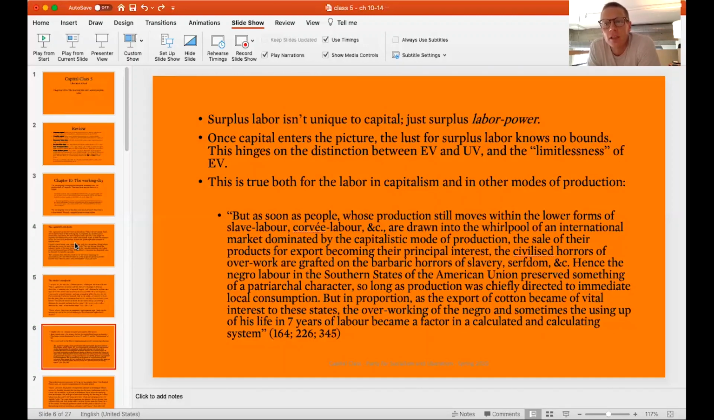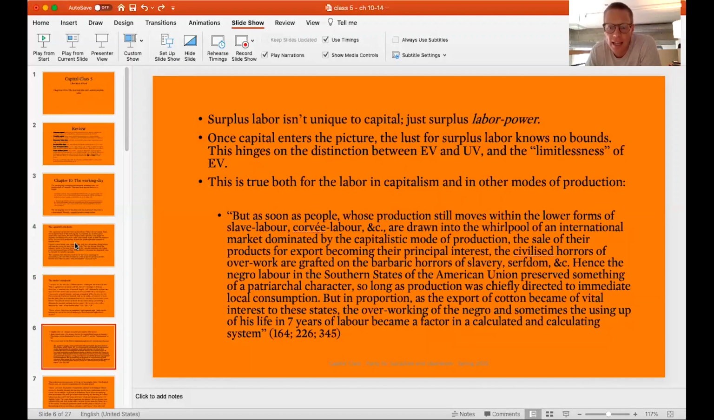And capital entering the picture and transforming this impacts other modes of production, right? So Marx notes that as soon as production that's still in slavery, corvée labor, are drawn into the international market dominated by the capitalist mode of production, the sale of their products for export becoming the principal interest, the civilized horrors of overwork are grafted on the barbaric horrors of slavery. Hence, the slave labor in the southern states of the American Union preserved something of a patriarchal character so long as production was chiefly directed to immediate local consumption.